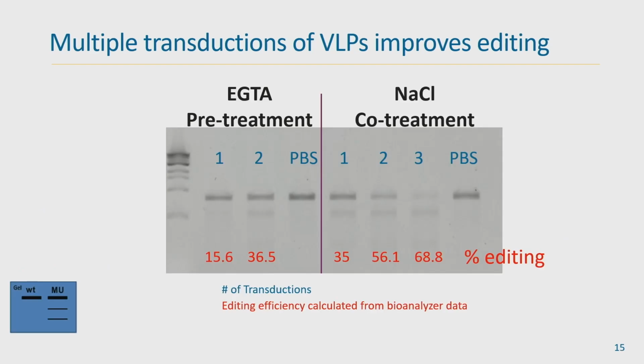Here's a gel of the T7 products from that experiment. You can see that increasing the number of transductions does in fact increase the amount of editing. This suggests to us that at any given round of VLP transductions, a different subset of the population is available for editing. You'll also note that the sodium chloride co-treatment had higher editing than the EGTA pretreatment.